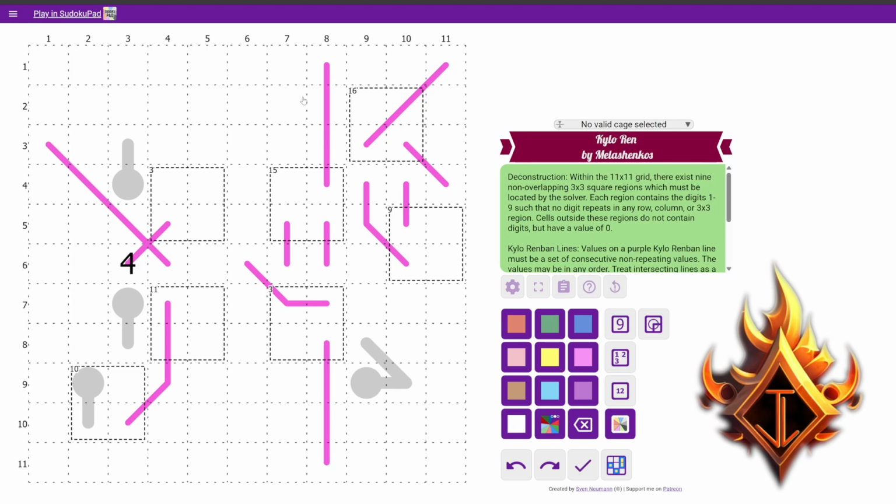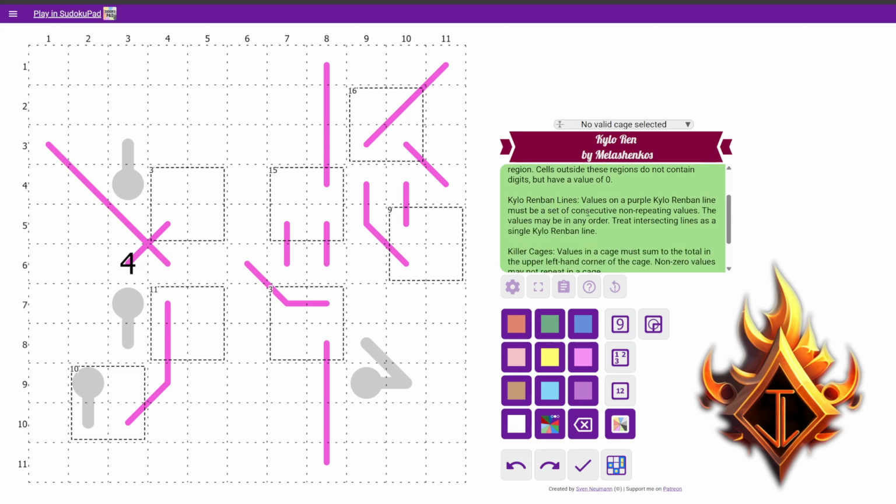Oh my, this is an 11 by 11. No borders. Is a deconstruction. Within the 11 by 11 grid, there exist 9 non-overlapping 3 by 3 square regions which must be located by the solver. Each region contains the digits 1 to 9 such that no digit repeats in any row, column, or 3 by 3 region. Cells outside these regions do not contain digits but have a value of 0.